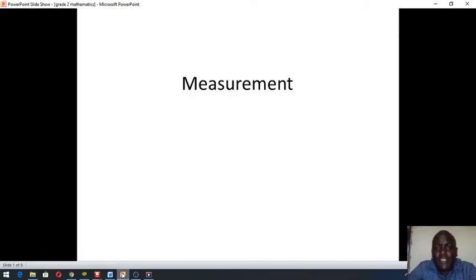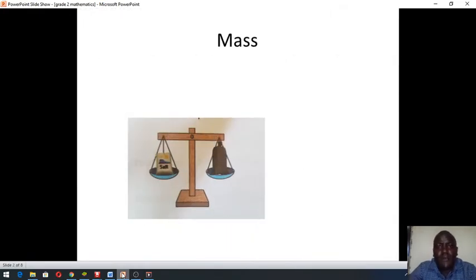It's time for Maths Grade 2, and today's topic is about measurement. And the subtopic is measuring mass. Now, before I explain about mass, most of you have been going to the shop. You buy salt, you buy rice, you buy tomatoes, you buy onions. All those things that I've mentioned and many more, they are measured in kilograms or grams.